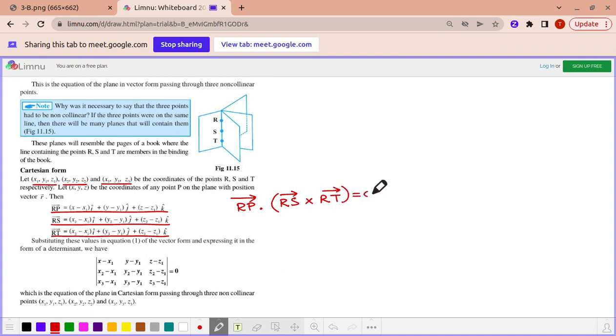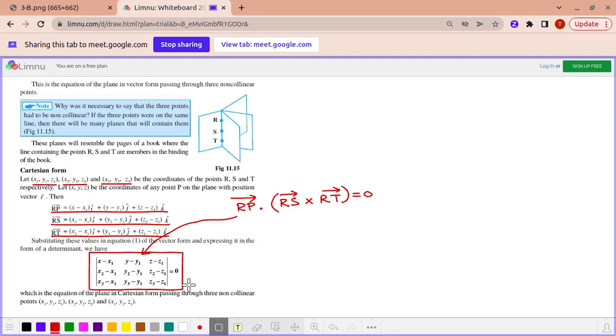That was the vector equation. That one we have applied here, because if you remember, A dot B cross C is actually expressed in the determinant form like this. So this determinant, whatever you see, is the corresponding Cartesian equation of a plane passing through three non-collinear points having coordinates x1, y1, z1, x2, y2, z2, and x3, y3, z3.